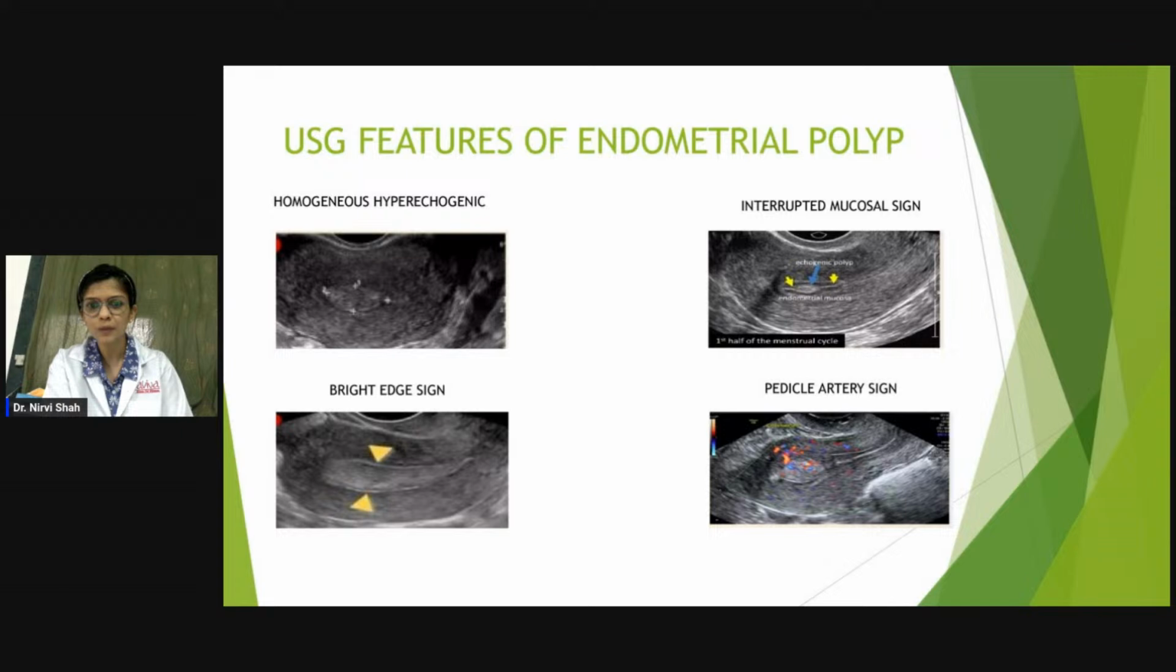Single feeding vessel is here, and this is what I was talking about, the bright edge sign. You can appreciate the bright edge here around the polyp and between the endometrium and the polyp. Okay, the most important thing is a single feeding vessel.